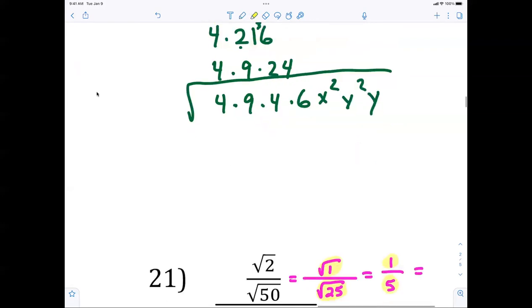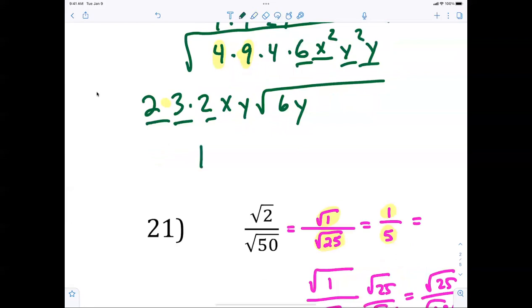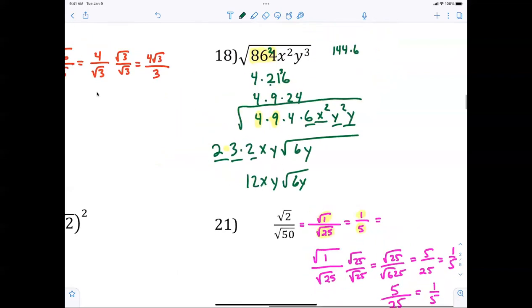Now, everybody needs to tell me what's the square root of 4? Square root of 9. Square root of 4. Square root of x squared. Square root of y squared. What's left behind? I'm at 6. I think a 6y. Does everybody agree with that? And then what happens to 2, 3, and 2? Makes what? 12 xy radical 6y. That's a really important problem right there. If you knew how to break down 864, then you are really good at square roots.